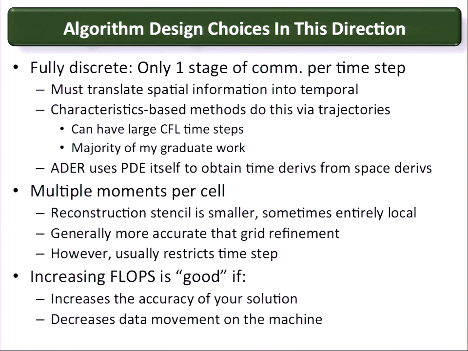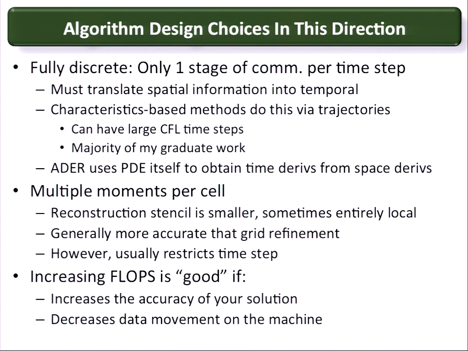Another choice that we could make is multiple moments per cell. The reconstruction stencil is smaller when you use more moments. And in fact, at the limit, you can get an entirely local scheme. You don't actually communicate with your neighbors to get a reconstruction within the cell. That would be a Galerkin scheme like Spectral Element, which you heard from Judy this morning, and discontinuous Galerkin. And generally, it's more accurate than grid refinement. If you use more local information instead of reconstructed information, it's going to be more accurate. The problem is, usually adding more cells will restrict your time step.